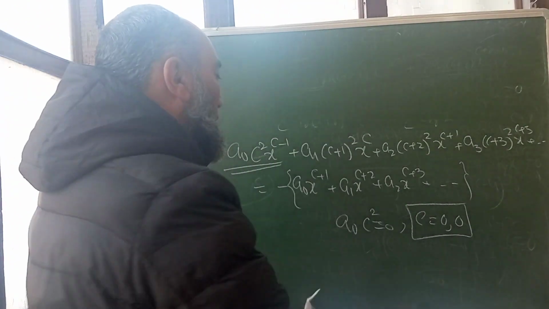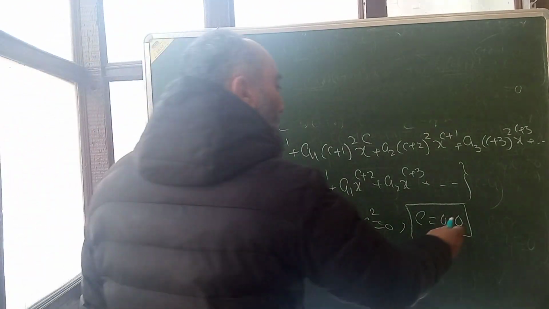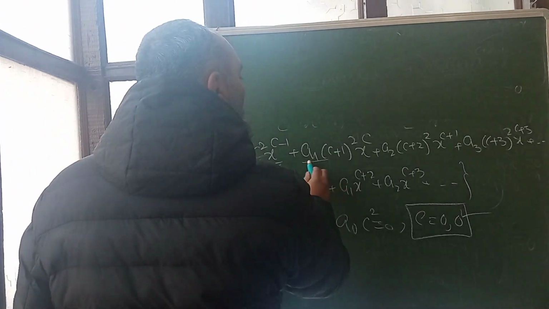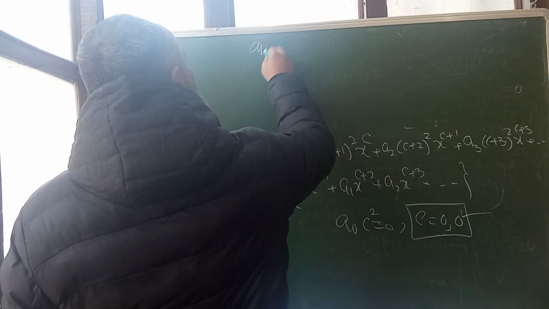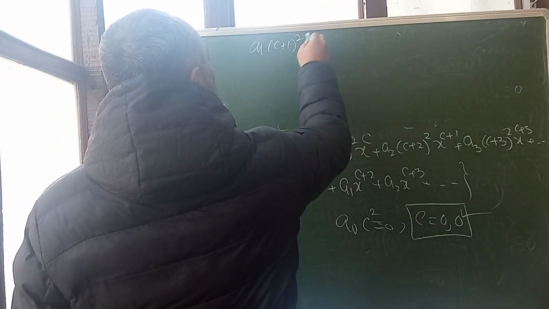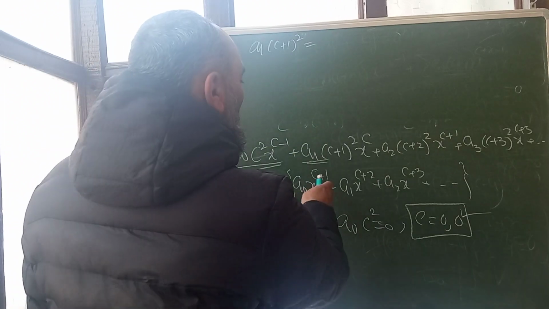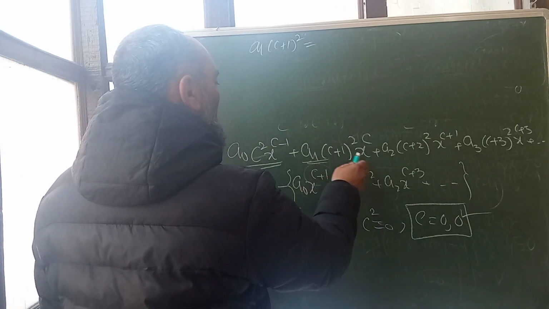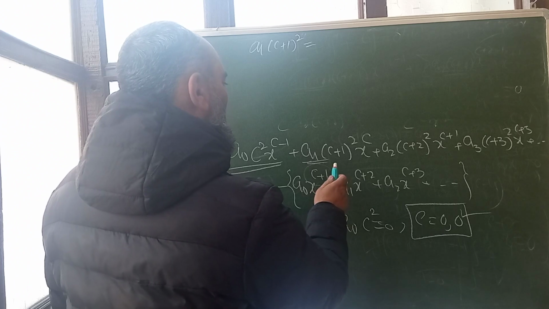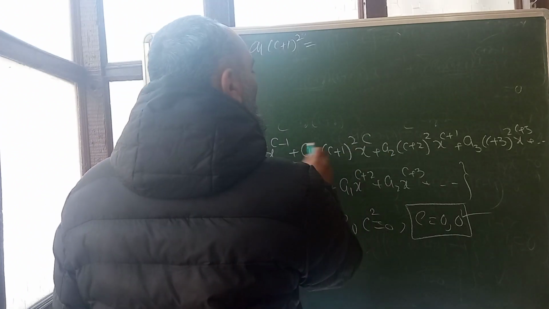Collect coefficients of different powers of x starting from the lowest. You have started, you have got C. Now next coefficient is A1. A1 (C plus 1) square. C plus 1, sorry. Okay. C minus 1.